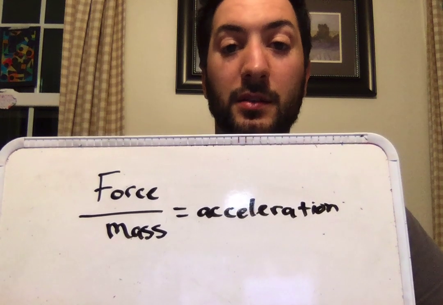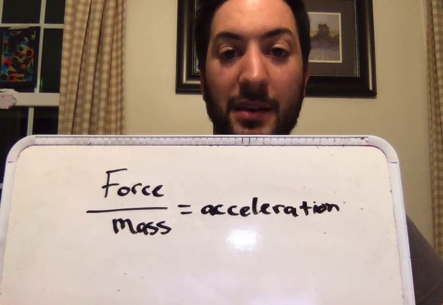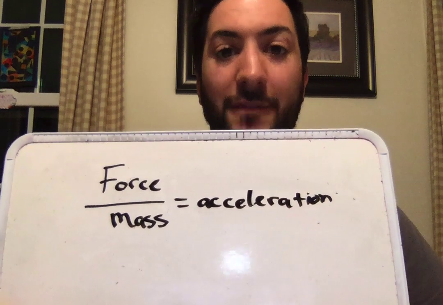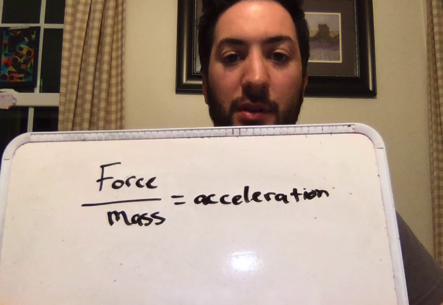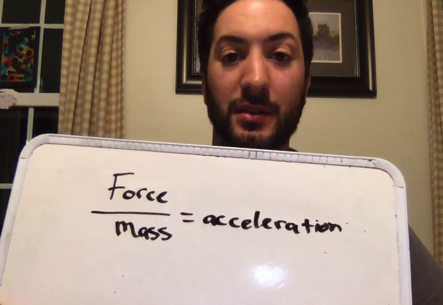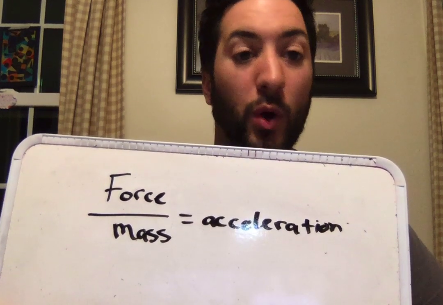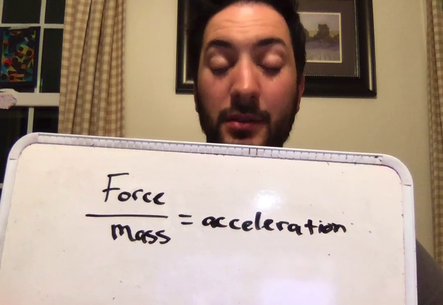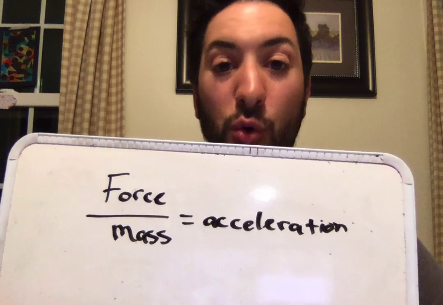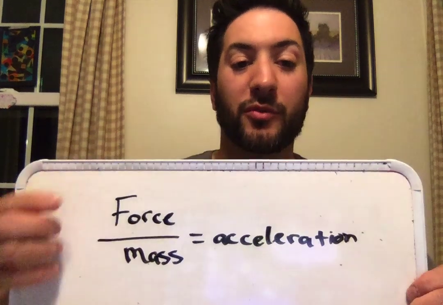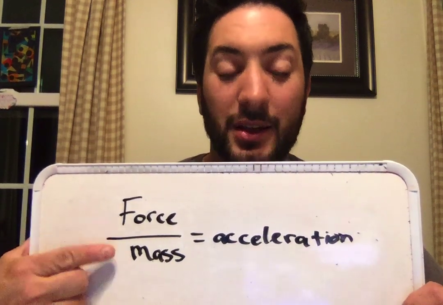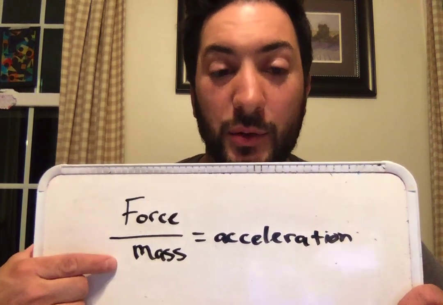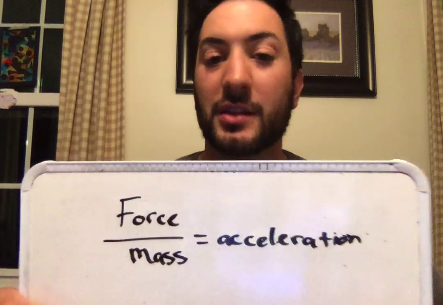You apply a force of 10 newtons, because that's the unit for force, to an object that has a mass of 2 kilograms. What is the acceleration? Let me say it again. You apply a force of 10 to an object with a mass of 2. What is the acceleration? Well, force divided by mass. What was your force? 10. What was your mass? 2. Can you do that math? 10 divided by 2 equals 5. Let's do another one.